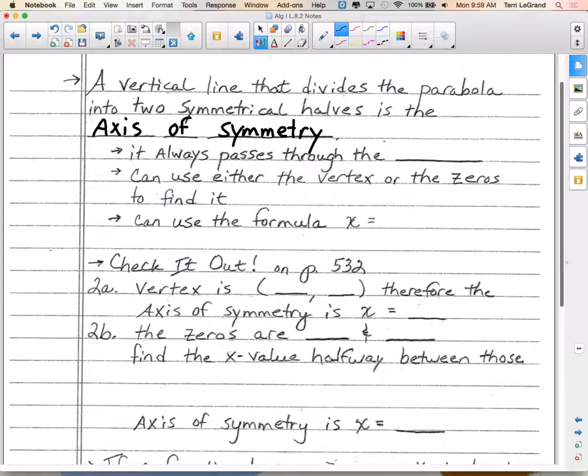Every parabola has an axis of symmetry. It's an imaginary vertical line, a line we can draw. When we do draw it, we typically draw it as a dashed or a dotted line just to show it. It will always pass through the what?